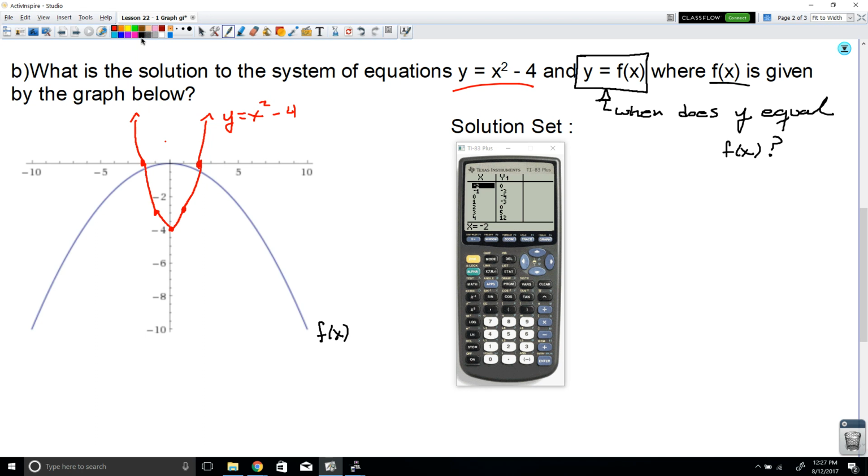So let's stop and see. Can we answer the question already? When does y equal f of x? Remember, this is f of x. We already graphed y. So when are they equal to each other? That's going to be at about this point, and that's going to be at about this point. So these 2 points here, this is where they intersect. These 2 points here are our solutions.